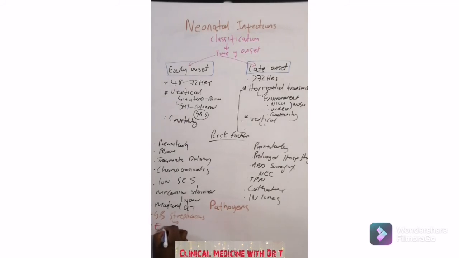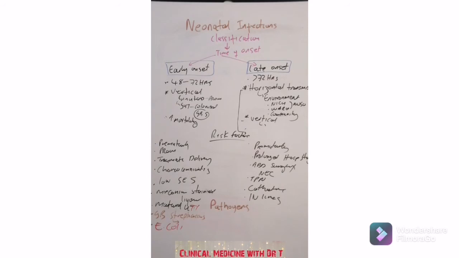So the other one is E. coli. Why would E. coli be very common as a cause of infection? Remember, we said one of the risk factors is maternal UTI, and E. coli is the most common cause of UTI in females, right? And E. coli forms part of the normal flora of the GIT, and the GIT and the vagina are very close to each other. They're neighbors. So it's easy for the E. coli to move from the anal area towards the vagina.